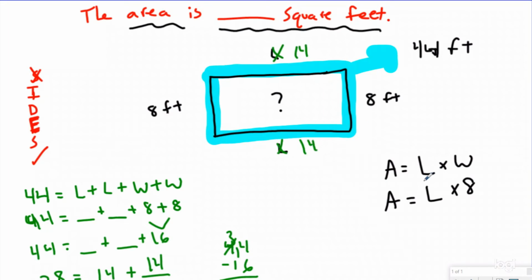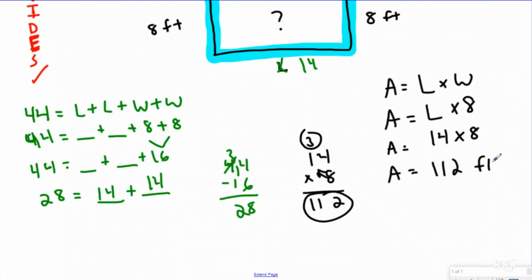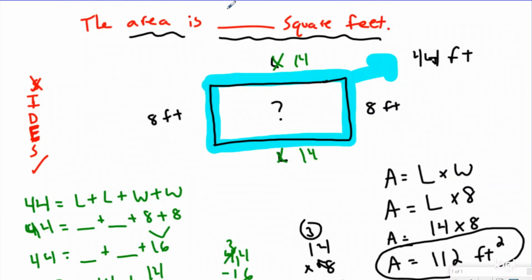Now I know my missing information. I can rewrite this as 14 times 8 and solve for my missing area. So 14 times 8 is 32, regroup over there, and that should be 112. So my area is 112 feet squared with an exponent, or 112 square feet. That's the same thing. That's what that means. Now all I need to do is write that up here, and I have done my identify, my develop, my equation, I solved, and I checked it.